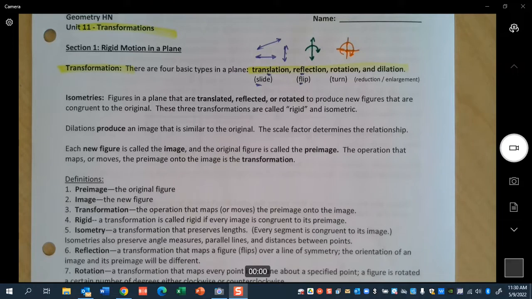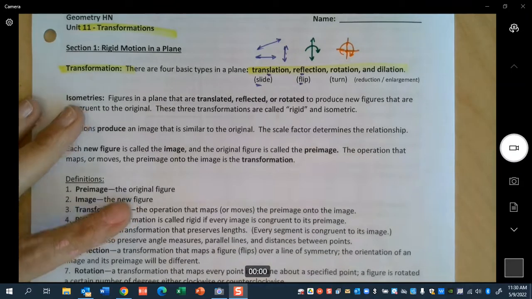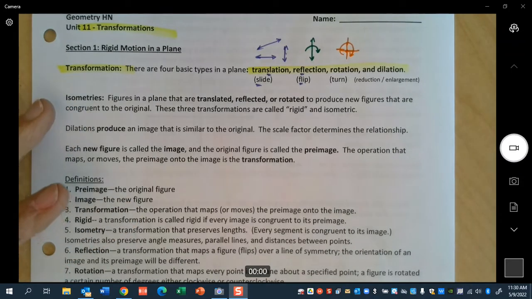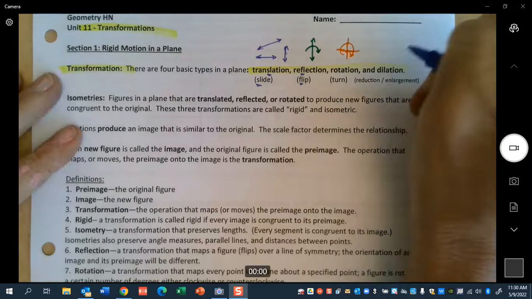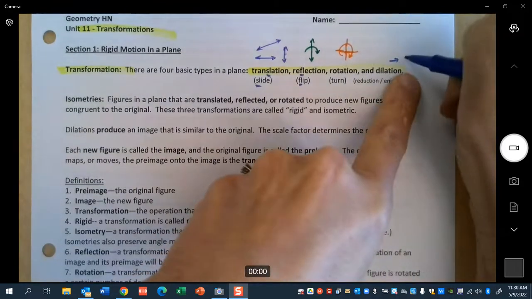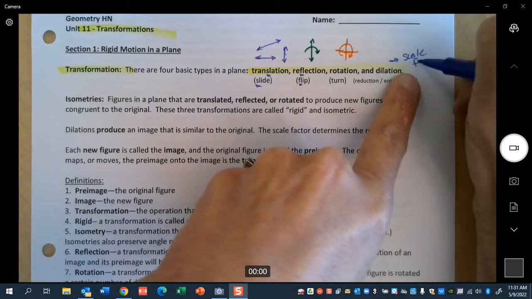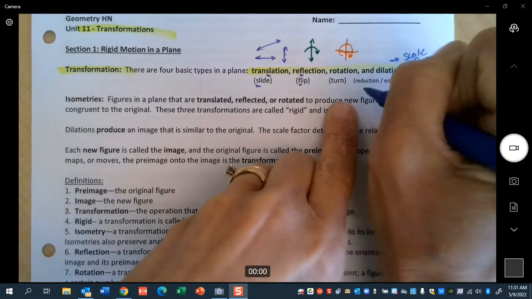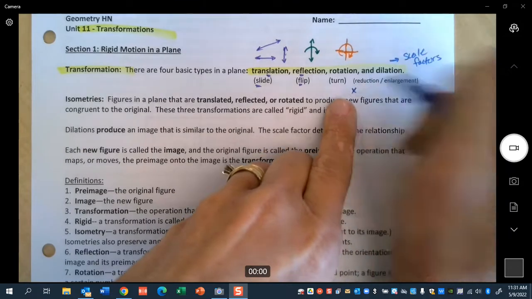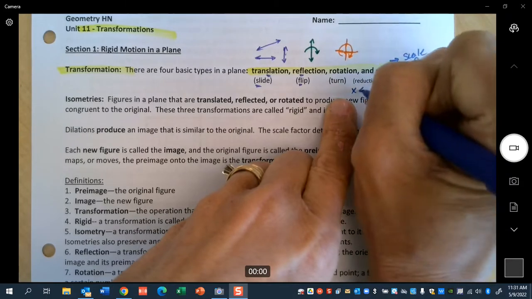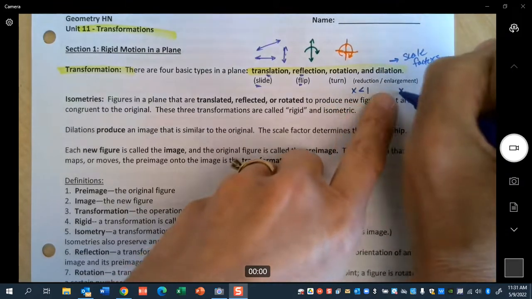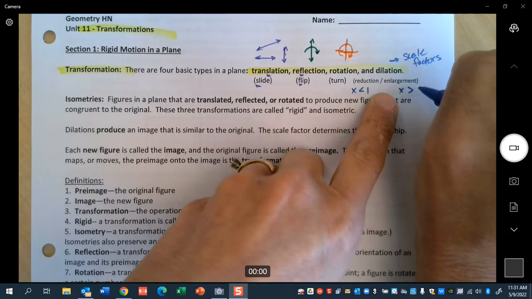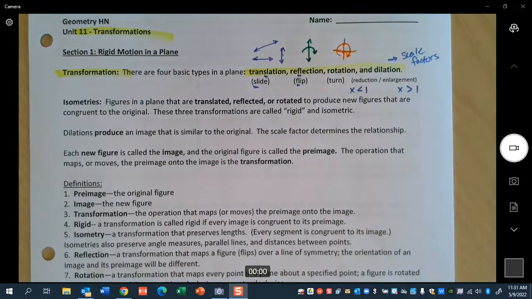When we talk about dilations, we talk about reductions and enlargements, and we kind of already talked about this when we had all of our conversations about scale factors. So when we talked about dilations, we already talked about all of our scale factors. If our scale factor is less than 1, it's a reduction. If our scale factors are greater than 1, that's where we have a dilation as an enlargement.